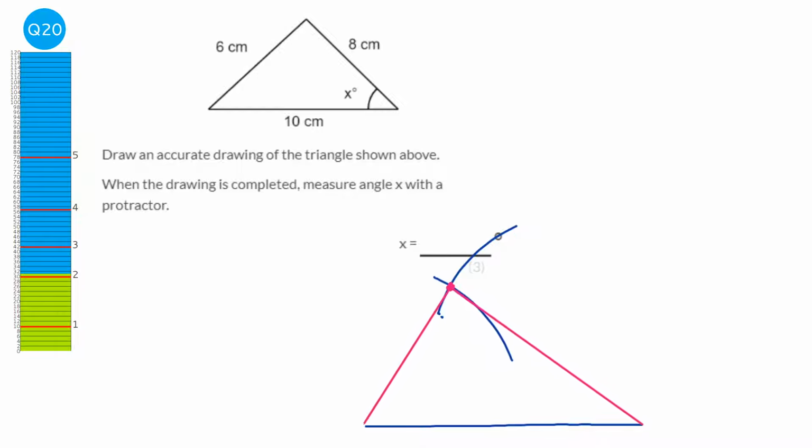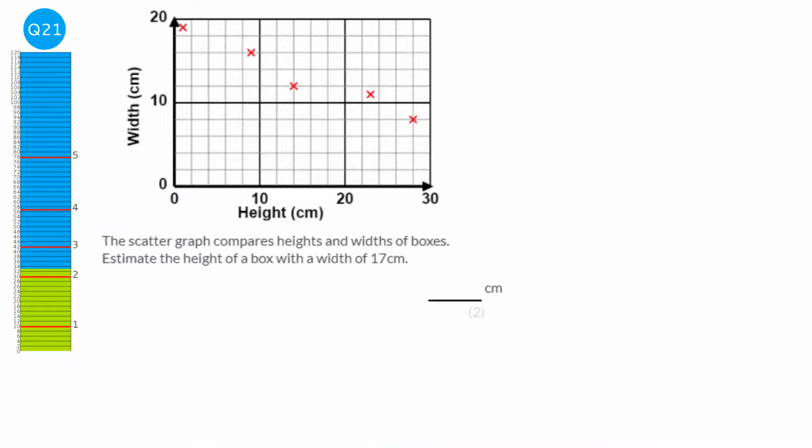And it says to measure the angle x, so we're going to need a protractor for this bit. I'm going to put our protractor here with the crosshairs matching here. So we're going to be looking at the inside, the outside one, and it comes up as 37 degrees. So our answer is 37 degrees.